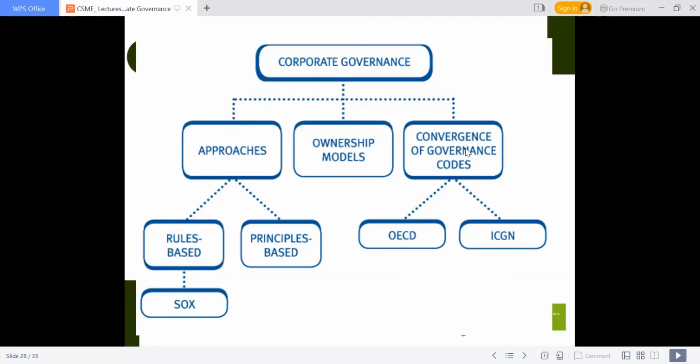The approach to corporate governance is two. We have the rule-based and we also have the principle-based. In the rule-based, we make mention of the Sarbanes-Oxley Act of 2002. And it was developed when one of the big companies in the US failed, called Enron. Enron collapsed in 2001, so this act was developed in I think 2002.